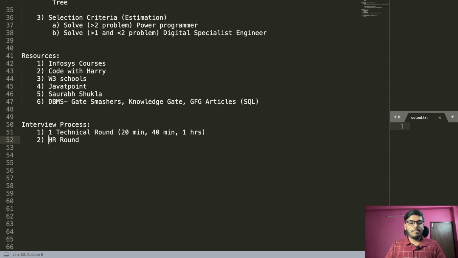There is no HR round, but you can expect there can be an HR round. Like last year there was no HR round, but this time it can happen. It can happen that in this technical round only they will ask you 1 to 2 HR related questions, right? It can happen.